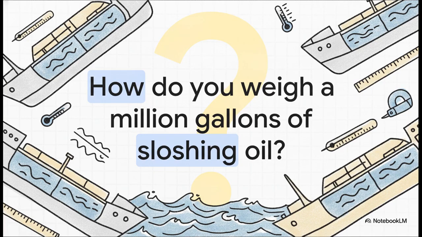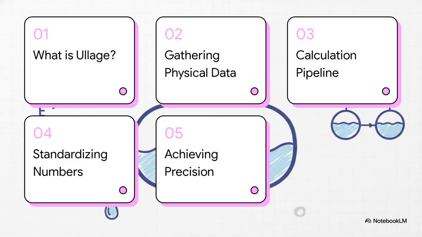Just think about the immense difficulty of the task at hand for a second. How do you accurately measure and weigh millions of gallons of liquid cargo when it's sitting inside a giant metal container that's constantly moving, tilting in the water, and experiencing wild temperature fluctuations? I mean, you can't exactly just plop a massive cargo ship onto a giant scale, right? You have to measure the liquid inside the tanks with extreme precision, which is exactly where the Ullage Calculation Pipeline comes in.